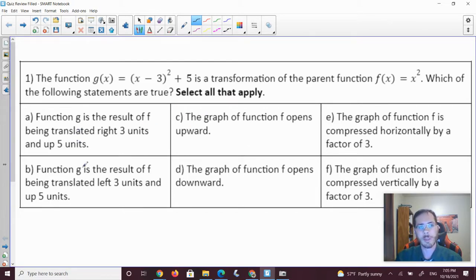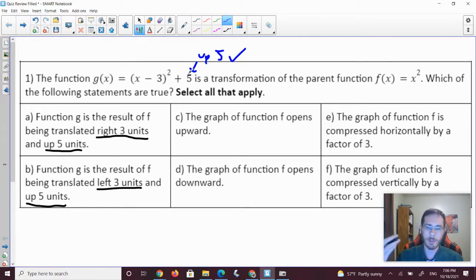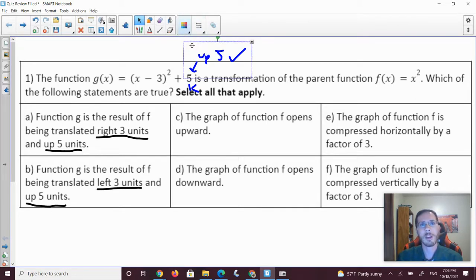So first it looks like a and b are related. G is the result of f being translated right 3 units and up 5 units. This one says left 3 units and up 5 units. So I'm really just deciding if I'm moving left or right and double checking that I am going up 5. We can check that we are going up 5. That is true because we do have a plus 5 on the end. So the k value makes it go up 5. Remember this is k, which I should do in green. We'll make it green.